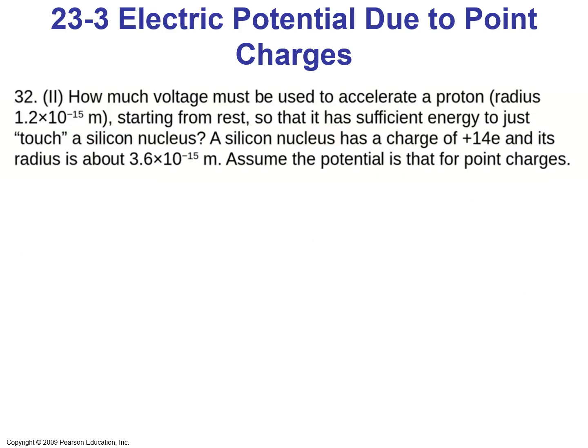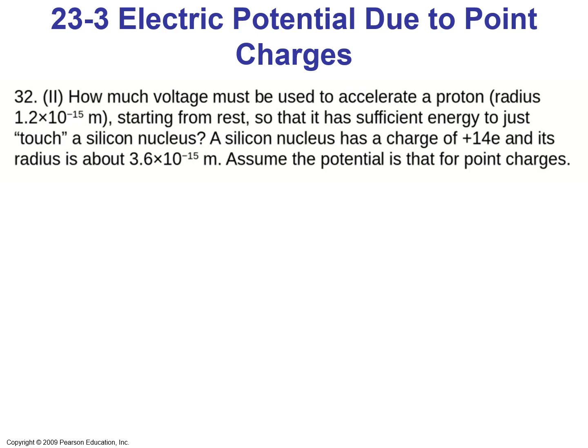Okay, let's look at problem number 32 from the book as an example. How much voltage must be used to accelerate a proton of radius 1.2 times 10 to the minus 15 meter, starting from rest, so that it has sufficient energy to just touch a silicon nucleus. A silicon nucleus has a charge of plus 14 electron charges, and its radius is about 3.6 times 10 to the minus 15 meter. Assume the potential is such as that for point charges.